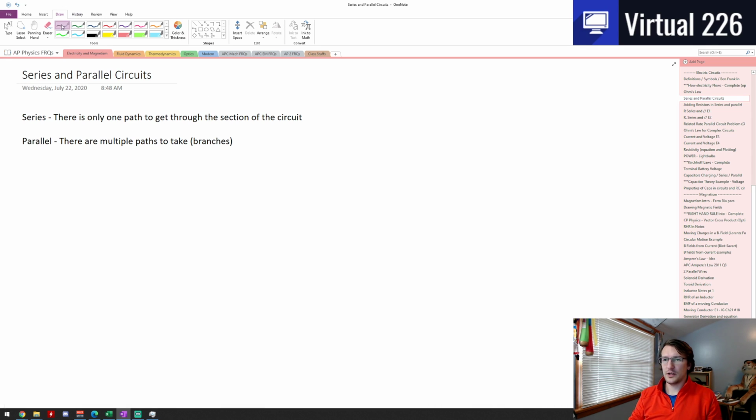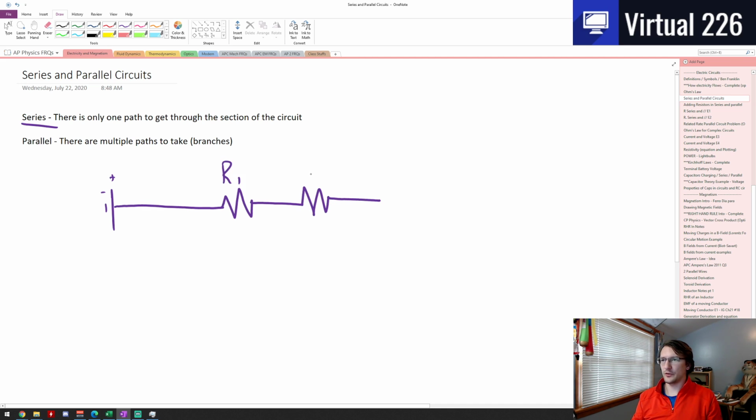So for instance, I'll do this in purple for series. Let's say we just take a battery source. Here's the positive, there's the negative end of my battery, and then I come out and put a resistor in, and then I put a second resistor in. This is resistor 1 and this is resistor 2, and then I cycle these in. That's a circuit, and these resistors are in series.